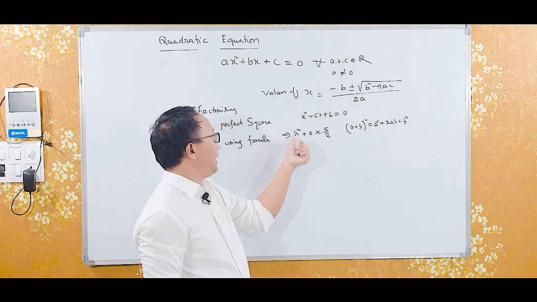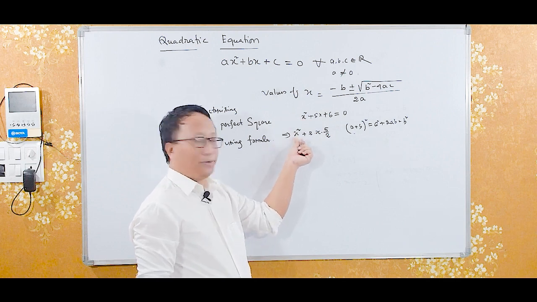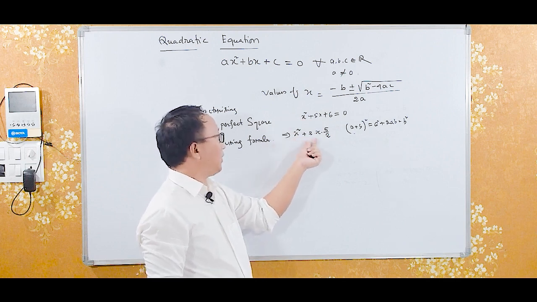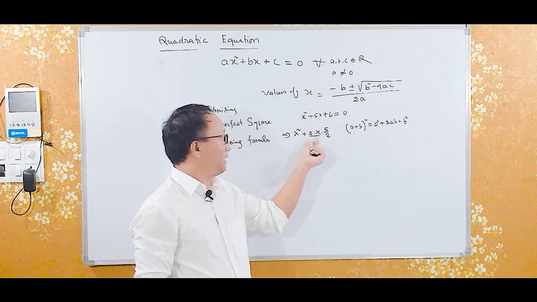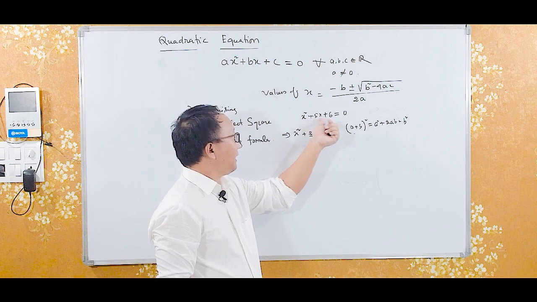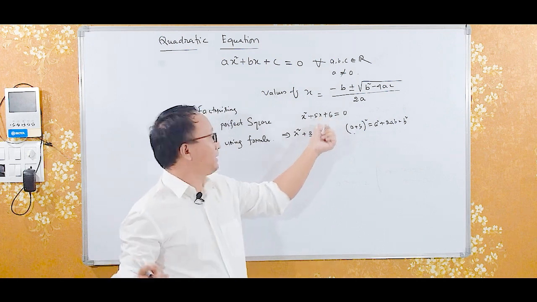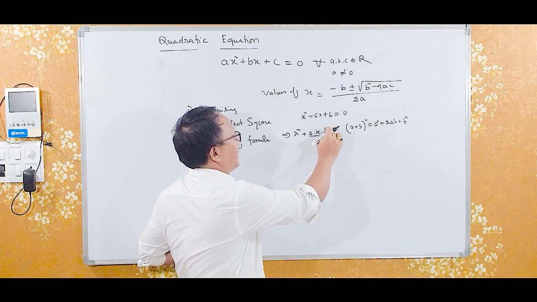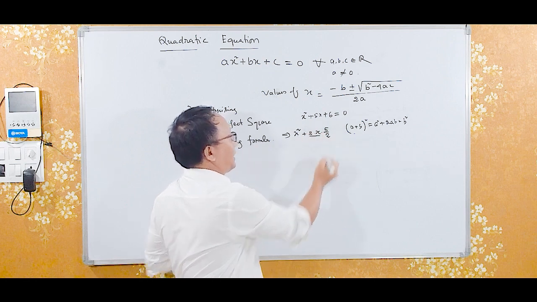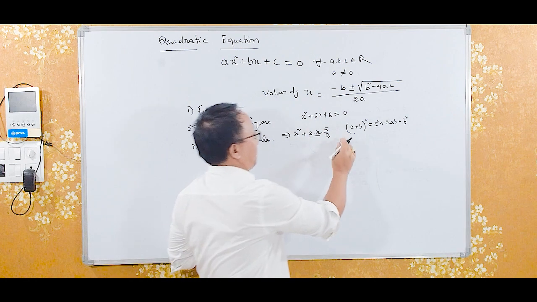Since x square is there, I am putting here x square plus twice x. For twice x, for the formula I need twice x. In this second term we have 5x. For 5x I need to get 5x. Therefore, since 5 is there, these 2 and these 2 get cancelled. I am getting 5x.